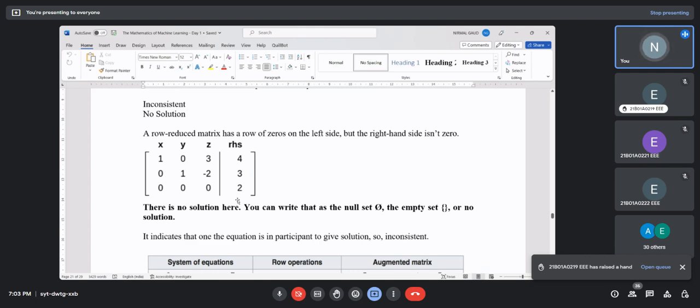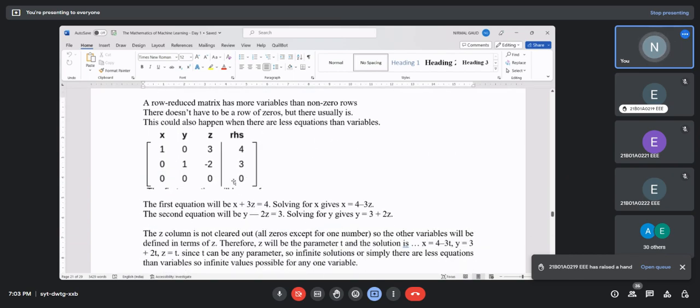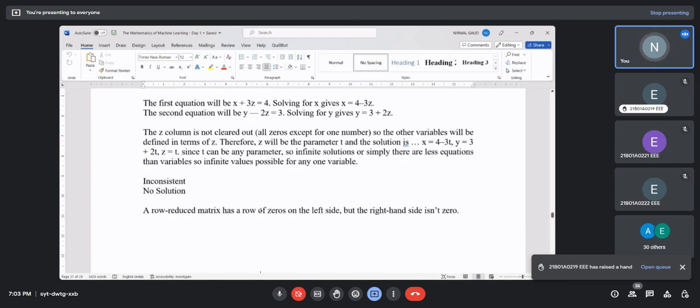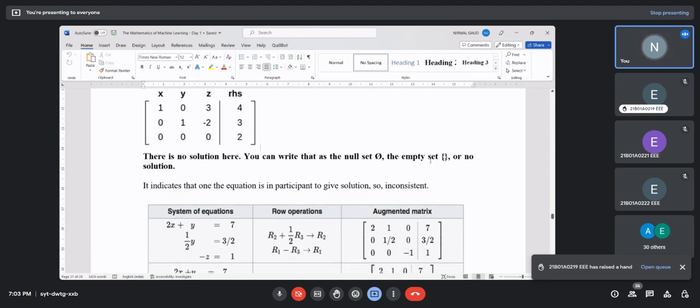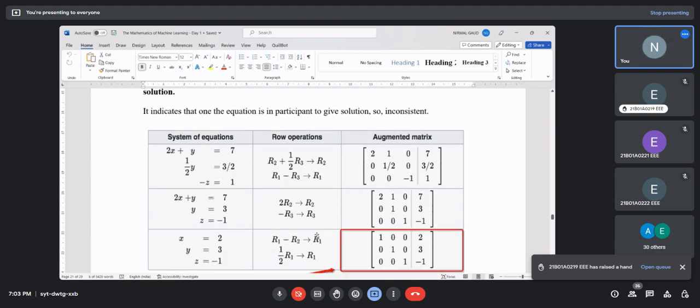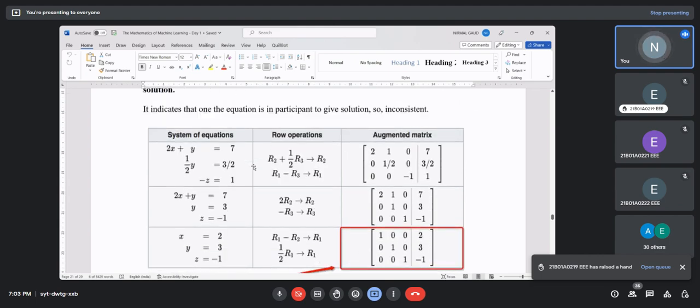You can see in the augmented matrix, here the row is completely zero on the left, but here it's not zero. How is this possible? In the previous case, this one was also zero, but in this case you are getting 2. So if you get this kind of result after reducing to row echelon form, you have to interpret that this is not possible, so it has no solution. You can write it as no solution.